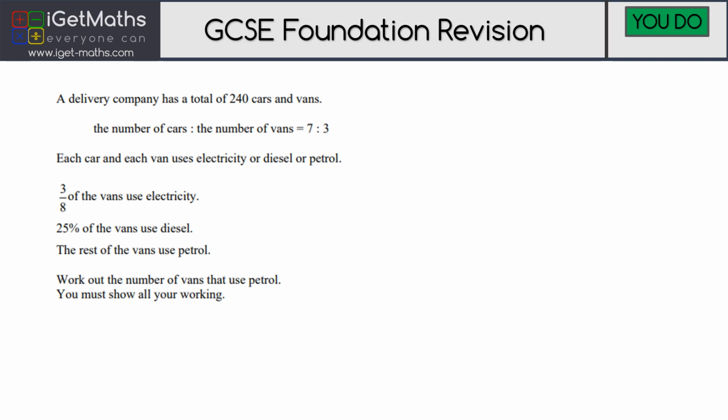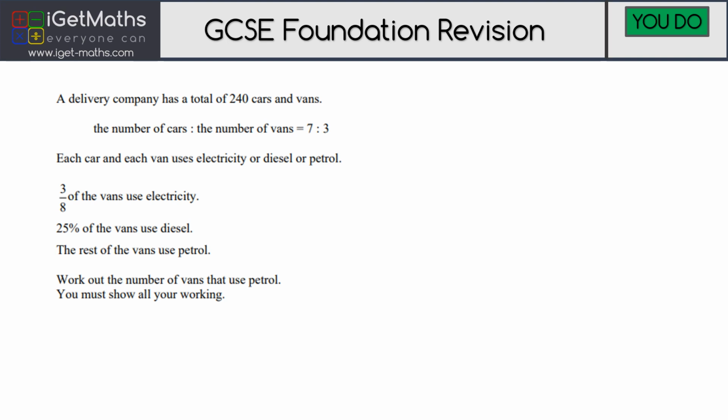Okay, so you've got a similar question. A delivery company has a total of 240 cars and vans this time. The ratio of the number of cars to the number of vans is 7 to 3. Each car and each van uses electricity or diesel or petrol. 3/8 of the vans use electricity. 25% of the vans use diesel. The rest of the vans use petrol. Work out the number of vans that use petrol.